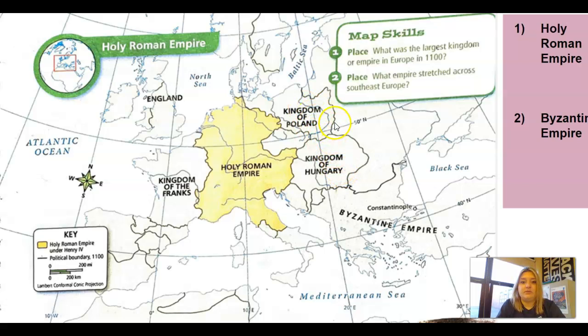And then so obviously, sorry, the Holy Roman Empire is the largest on the map. And the Southeast Europe Empire would be the Byzantine. It's south and it's going east.